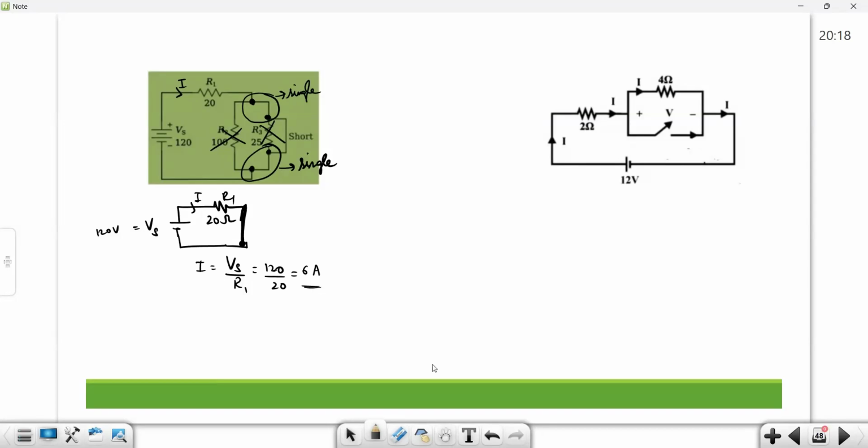Is it okay? Yes, please. Is it okay? Understood the concept? This forms a single node. If it is clear, please tell yes. Yes, understood.